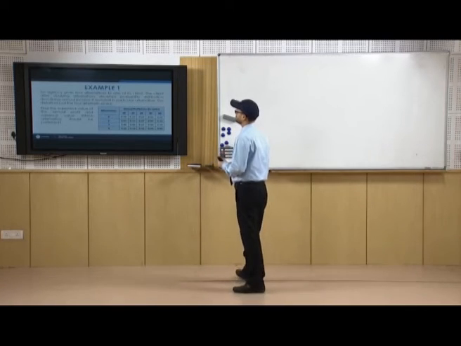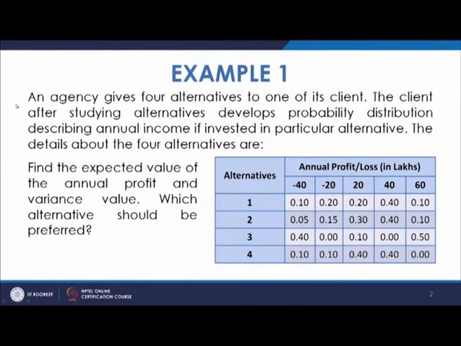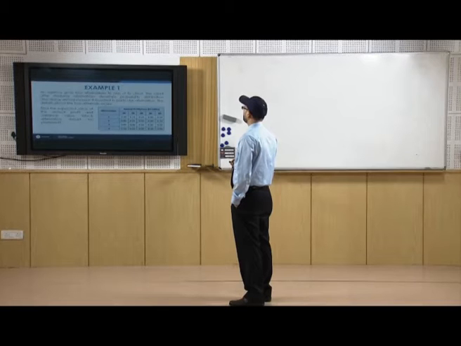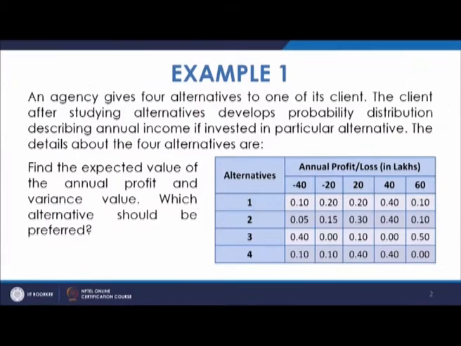The first question is about an agency which has given 4 alternatives to one of its client. The client, after studying alternatives, develops probability distribution describing annual income if invested in particular alternative. The details about the 4 alternatives are like this. You have alternative 1, 2, 3, 4. The probability of giving minus 40, that is 40 lakhs of loss, is 0.1, 20 lakhs of loss is 0.2, and 20, 40 and 60 lakhs of profit is respectively 0.2, 0.4 and 0.1 if alternative A1 is chosen.